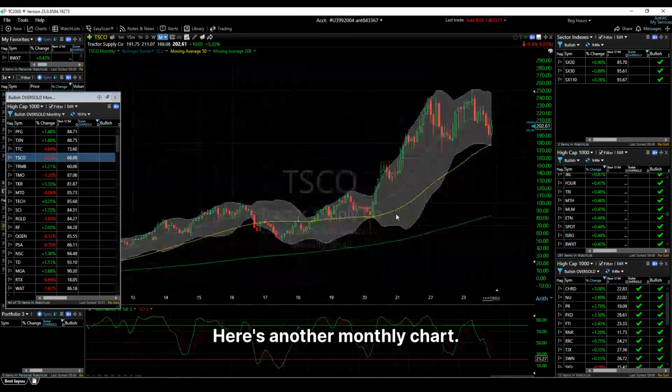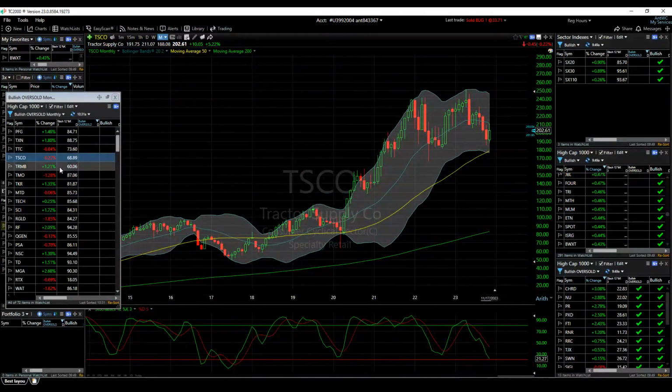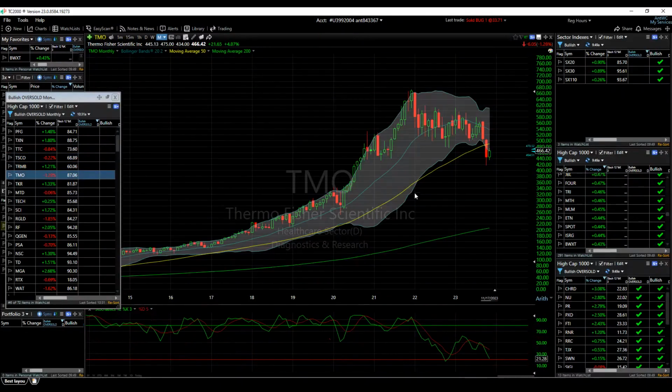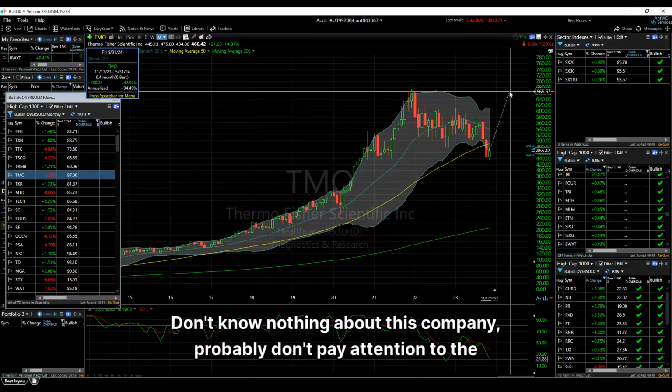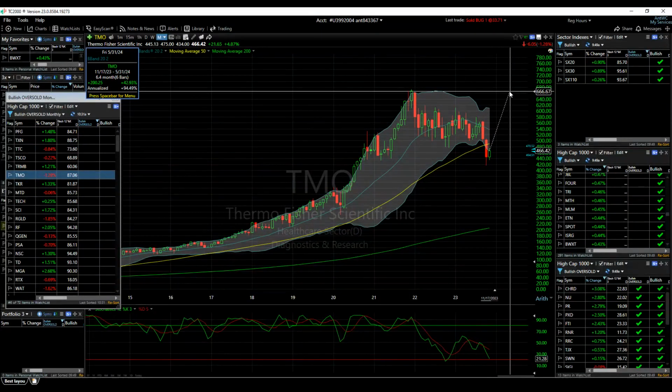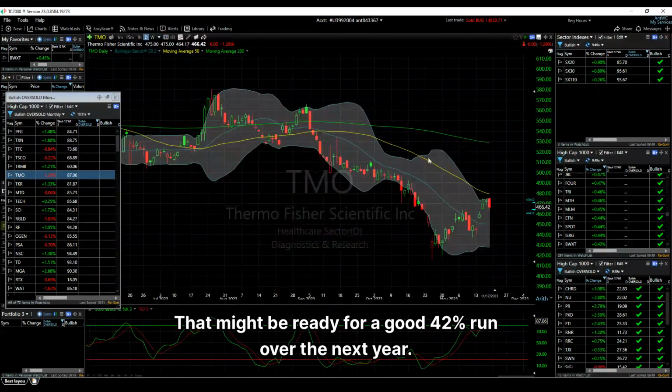Here's another monthly chart. Well, these are bullish, oversold monthly charts, ladies and gentlemen. Just do your research. Thermo Fisher. This company is, don't know nothing about this company, you probably don't pay attention to the market. That might be ready for a good 42% run over the next year.